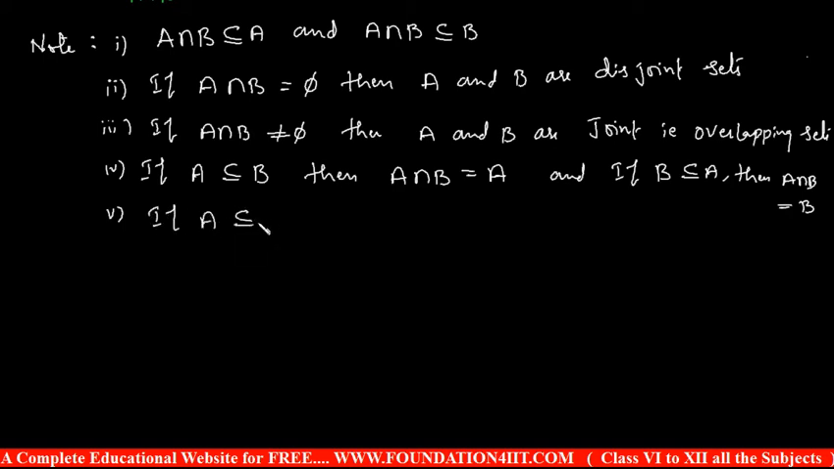If A is a subset of B, then B complement is a subset of A complement. Next I'll explain this complement also, but you can note this down. If A is a subset of B, then B complement is a subset of A complement. So let us continue.